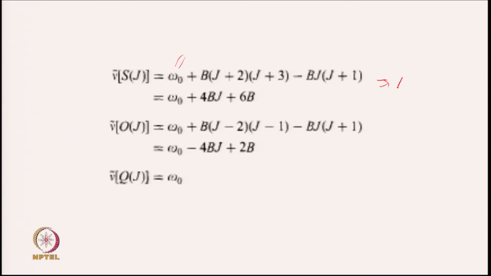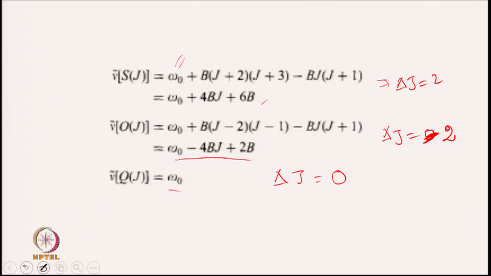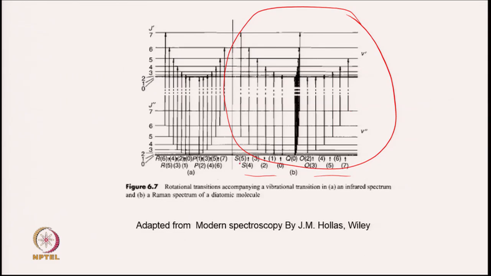So for delta J equal to plus 2, the wave number is given by omega naught plus 4BJ plus 6B. Then you can also calculate the wave number for the O transition, delta J equal to minus 2, and for Q, delta J is equal to 0. So for O you will have omega naught minus 4BJ plus 2B, and for Q you have omega naught. So this is your Q, this is O and this is S. These are the three different kinds of transition in rotational vibrational Raman spectroscopy.